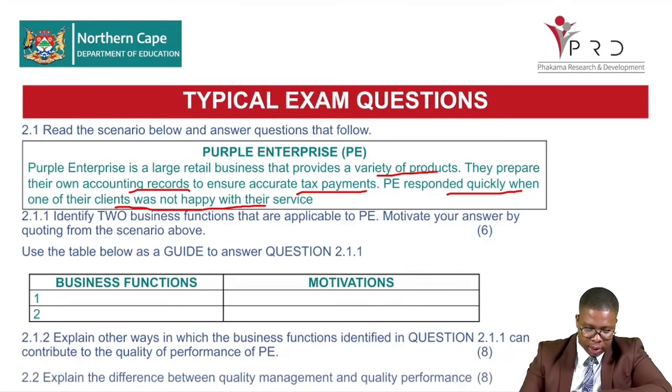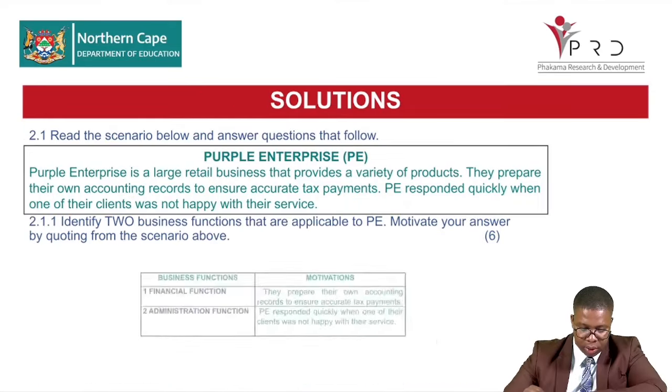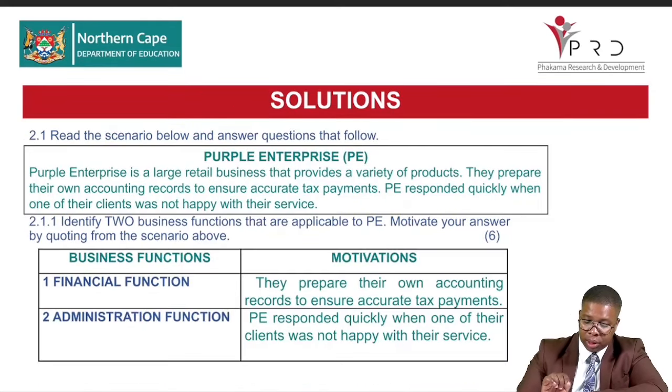Let us look into the solution there. And then another one is: explain the differences between quality management and performance. Now let us look into the solutions. Here the solution is financial 2 marks and administration 2 marks.